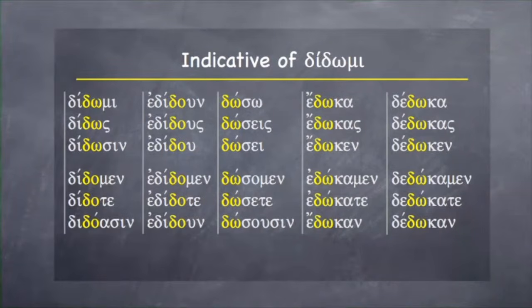And you go down the present: didomi, didos, didosi, didomen, didote, didoasi. Okay, that shouldn't be a problem for you right now. You go to the imperfect and you have the reduplication with the iota and the augment in front of it. Now, if you really have learned your contraction rules properly, then you may see that there's something kind of weird going on in the imperfect active. What is it? How do you get a "didou," omicron upsilon?